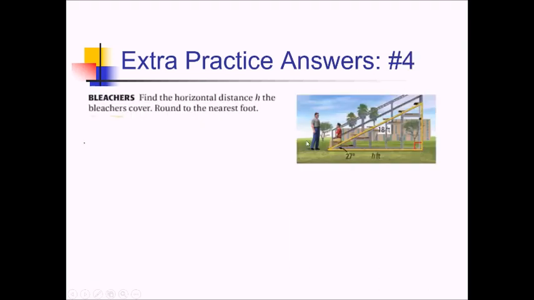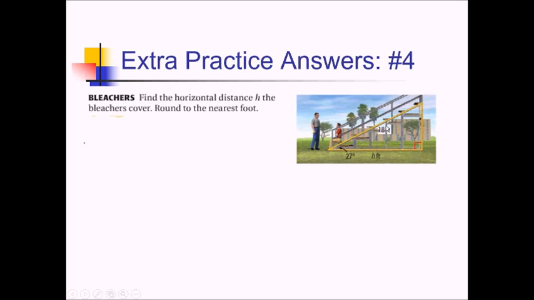For this problem, we're actually given this picture. We just want to find this horizontal distance h down here that these bleachers cover, and round to the nearest foot. All right, so since we've got a right triangle and we're looking for one side of it, and we have an angle that's not a special angle like 30, 45, or 60, we're going to go with SOHCAHTOA for this. In particular, we have the hypotenuse, and we're looking for the non-hypotenuse leg, so the adjacent side.